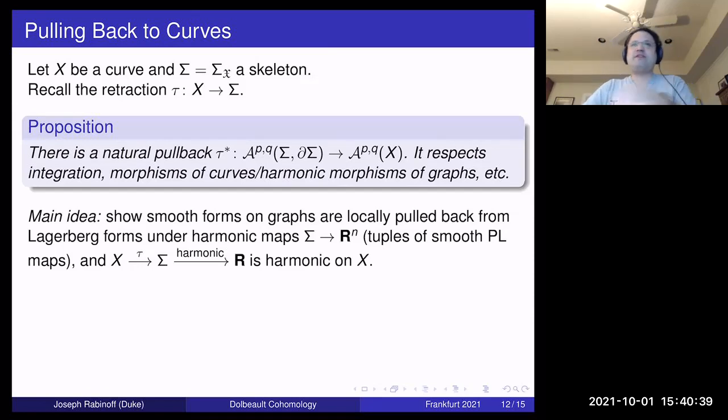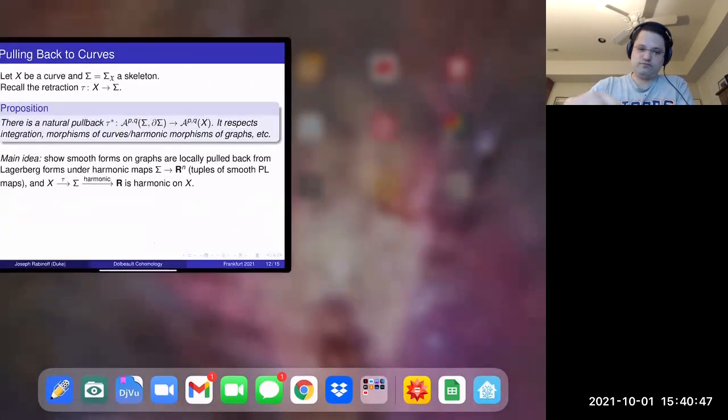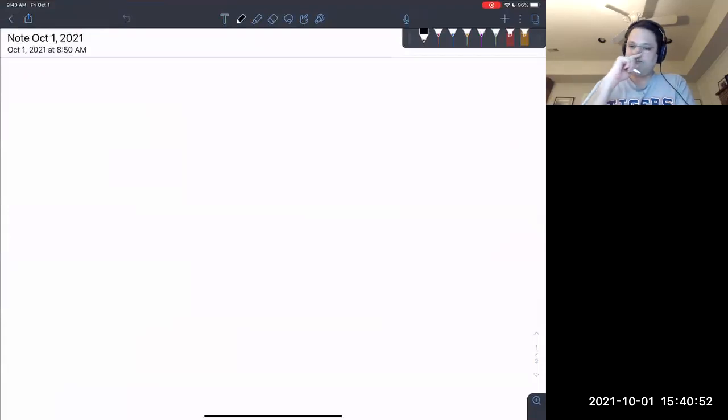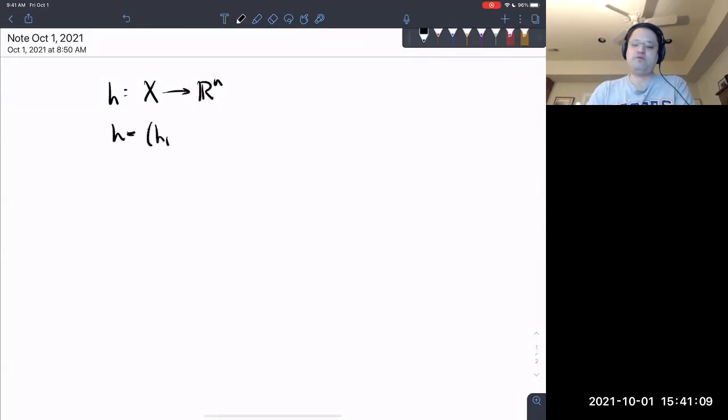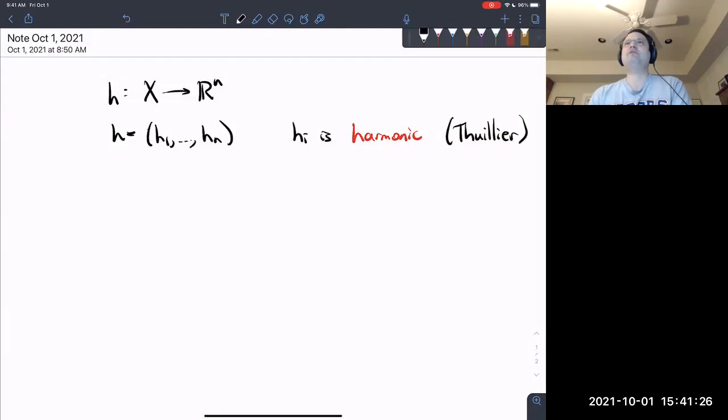So yeah, let me say some more about that since I have the time. Essentially, a weakly smooth form on a curve, by definition, is given by what we call a harmonic moment map, H from X to R^n. H is just a tuple, H1 through Hn, and each Hi is harmonic in the sense of Thuillier. We have a general definition of what it means to be harmonic that works for any analytic space, but for a rigged smooth curve, this essentially means it's piecewise linear and the sum of its outgoing slopes at any point of the curve is equal to 0.